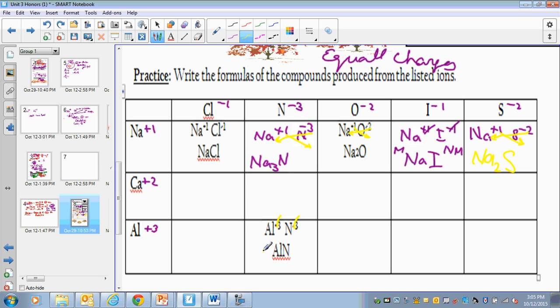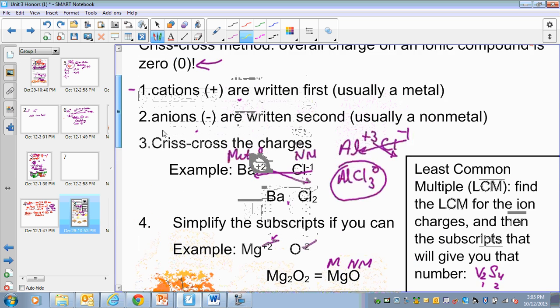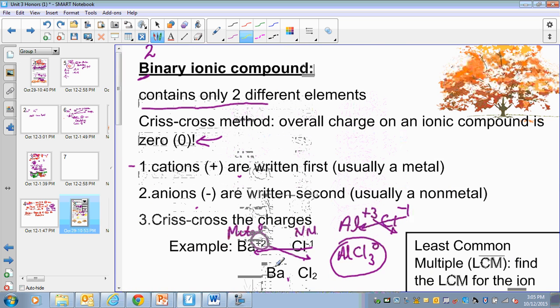I don't have to write 1, but when they are equal charges, they cancel each other, and you just write the symbols together. So this is how you write the formula of binary ionic compounds, which have only 2 elements. So when it's only 2 elements, we crisscross their charges. And where are we getting the charges from? Where are we getting this positive 2 from? The periodic table. Okay, so let's see what is next.